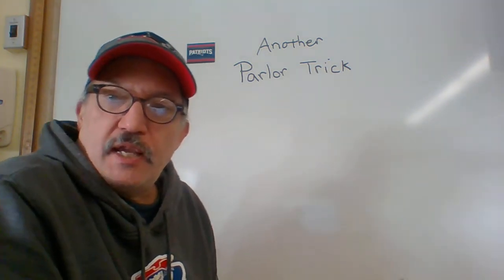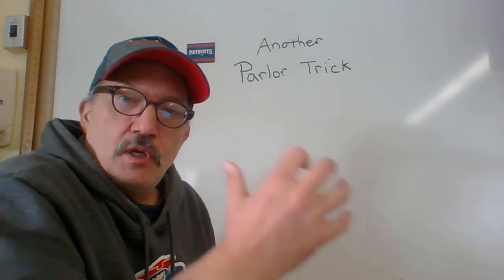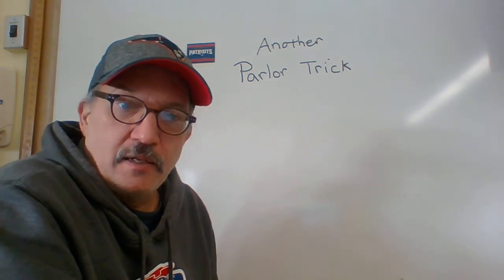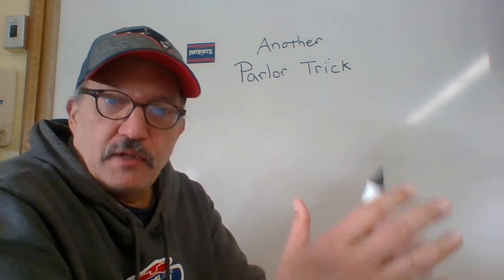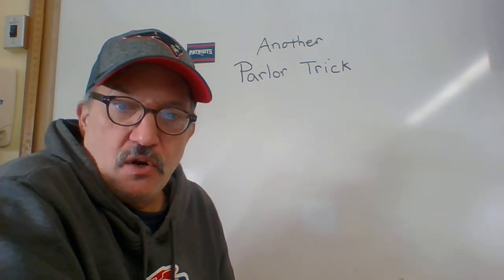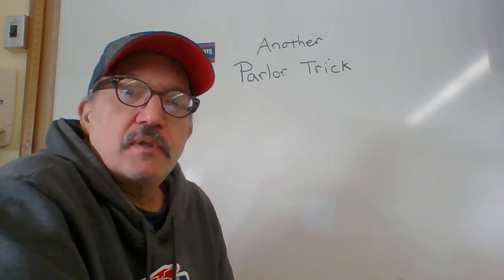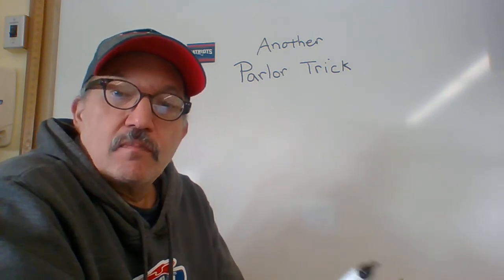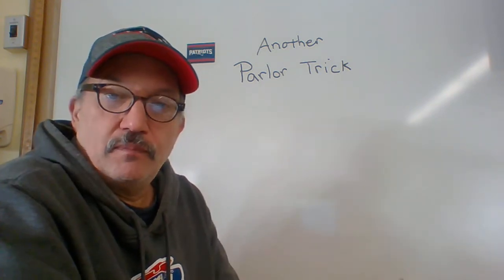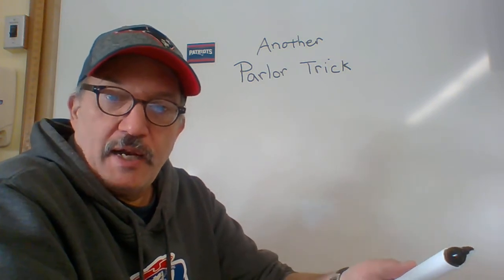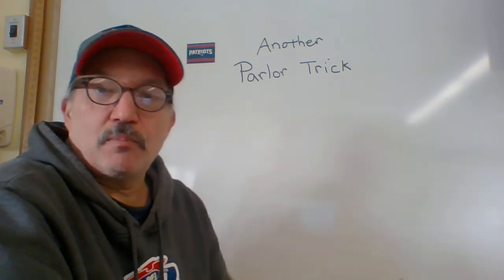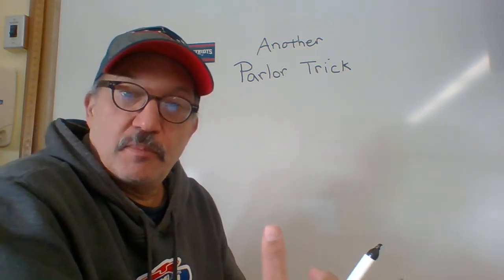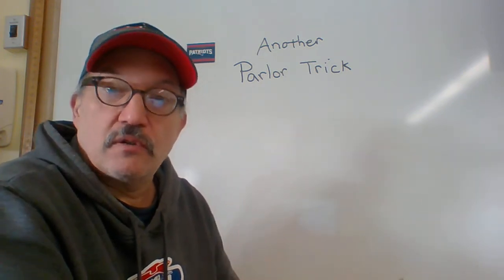In order to understand this parlor trick, you have to be familiar with the divisibility rule for 9. I'm not going to prove that divisibility rule for 9 here. It's not that difficult. But the divisibility rule for 9 is add up the digits of the number. If that sum is divisible by 9, then the original number is divisible by 9. In that way, it works the same as the divisibility rule for 3. The rules are the same.